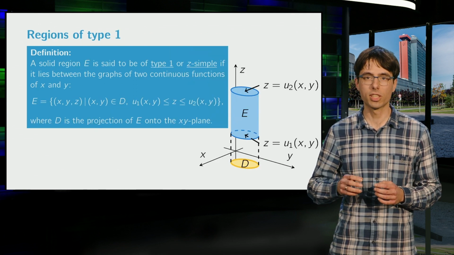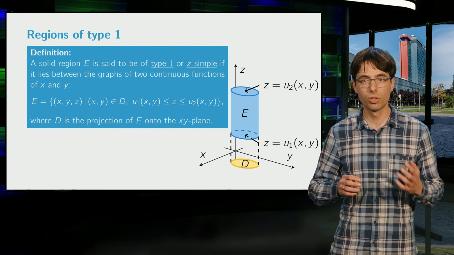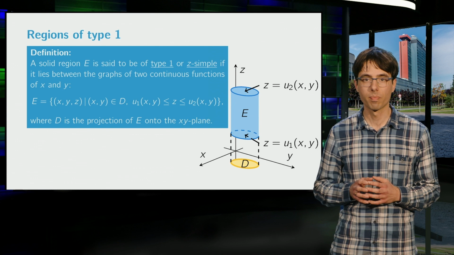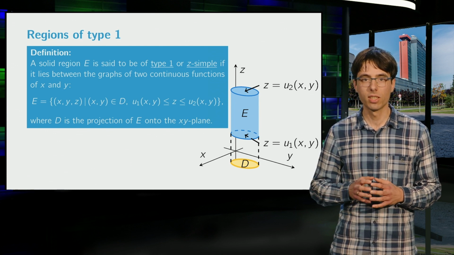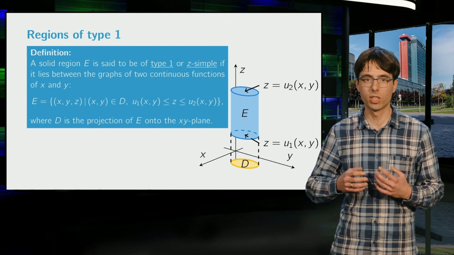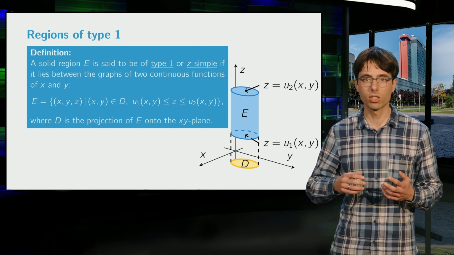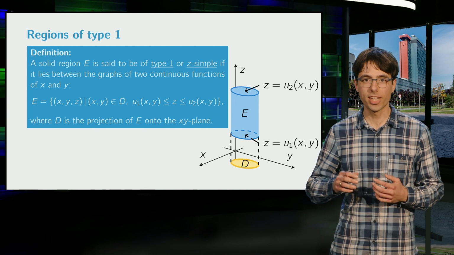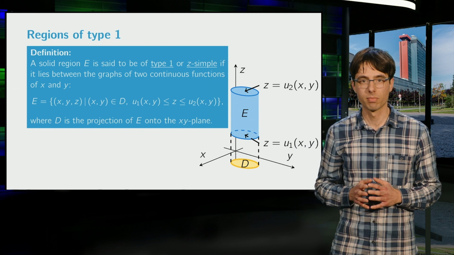A solid region is said to be of type 1 or z-simple if it lies between the graphs of 2 continuous functions of x and y. That is, we can write E as the set of all points x, y, z with z in between u1 and u2, which are both functions of x and y, while x and y take values in some region D. This region is the projection of the solid onto the xy plane. A projection means that we squeeze together a region onto the xy plane.